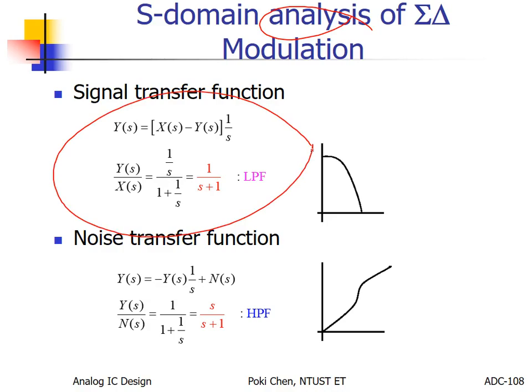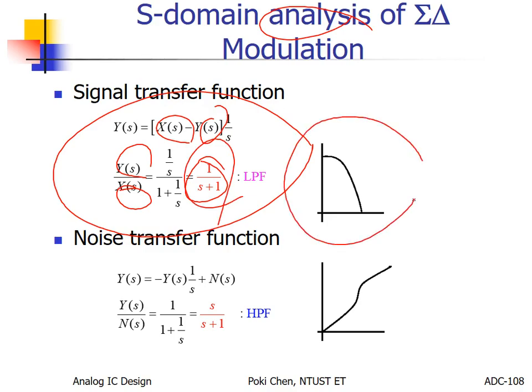Signal transfer function. Y is the output, X is the input. So Y divided by X, you get this one. What's that? In the S domain, that is a low pass filter, the first order low pass filter. That is what I told you, easy to test. Only the first order low pass filter, so the spectrum looks like this.